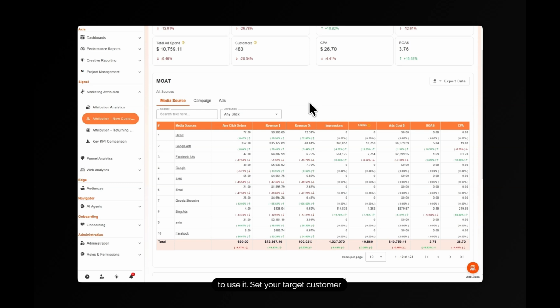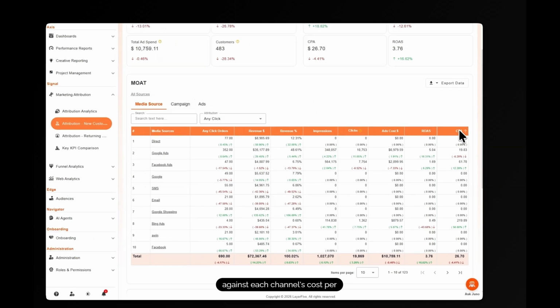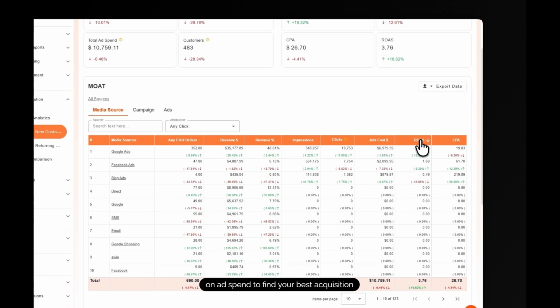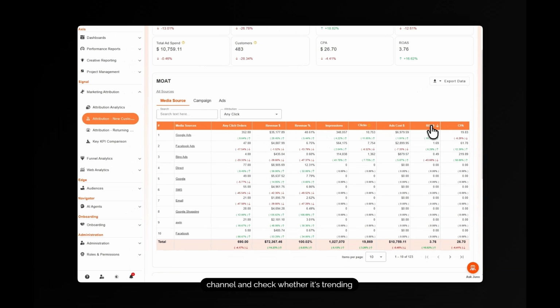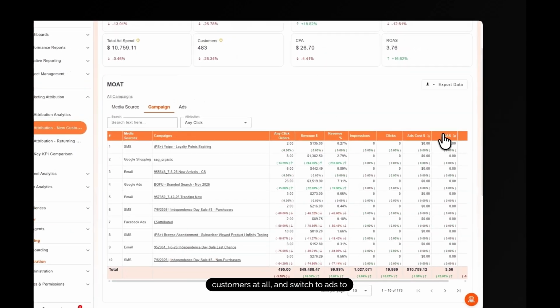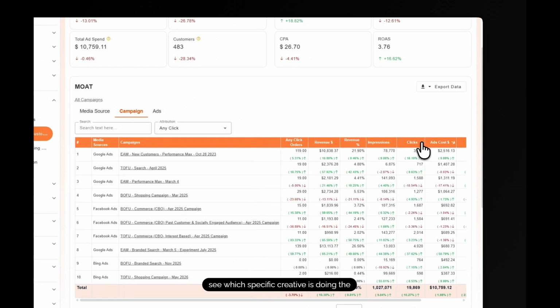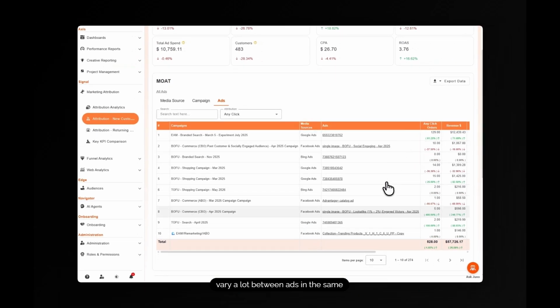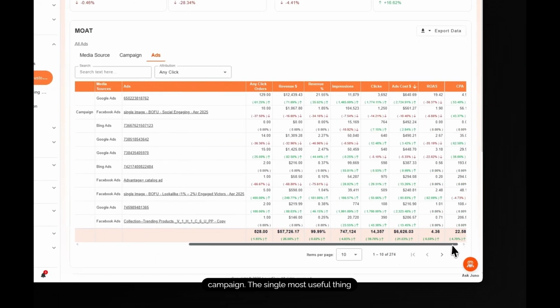Set your target customer acquisition cost first. Then compare it against each channel's cost per acquisition in this view. Sort by return on ad spend to find your best acquisition channel, and check whether it's trending up or starting to saturate. Switch to campaign to catch high-spend campaigns that aren't actually bringing in new customers at all. And switch to ads to see which specific creative is doing the acquiring, since cost per acquisition can vary a lot between ads in the same campaign.